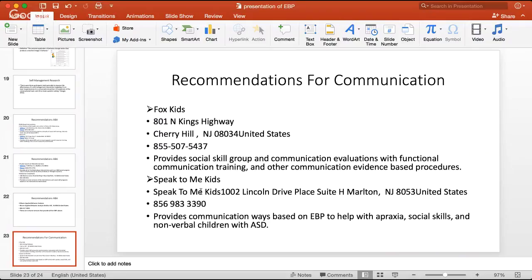So all these places above are great places to get in contact with. You go through insurance with them to get your child services.